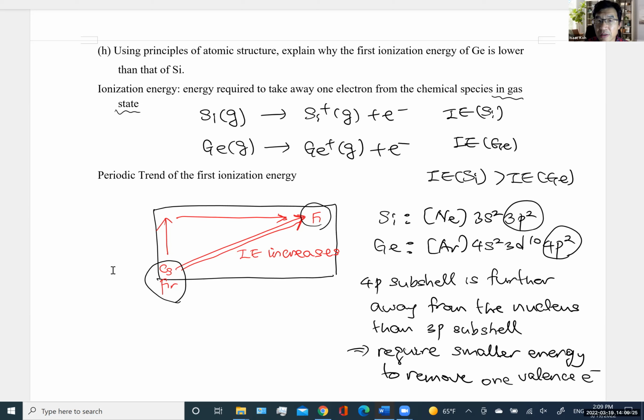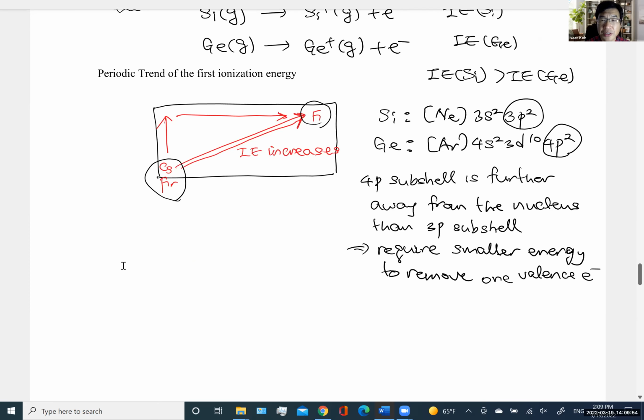Silicon, the highest energy level is 3p subshell. Germanium is 4p subshell. So 4p subshell is further away from the nucleus than 3p subshell. So it takes a small amount of energy to take out electron from 4p subshell compared to 3p subshell. That's why the ionization energy of germanium is smaller than the ionization energy of silicon. So then periodic trend is very important. We need to understand relative periodic trend of the ionization energy, electronegativity, metallic character, the radius and size of the particles.